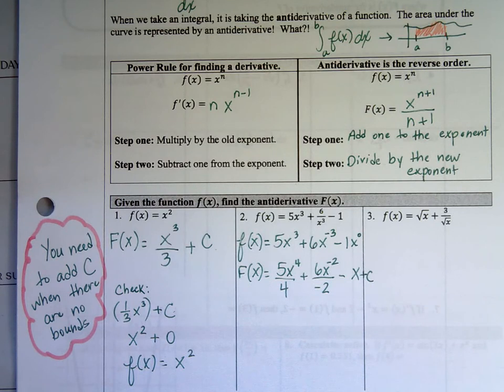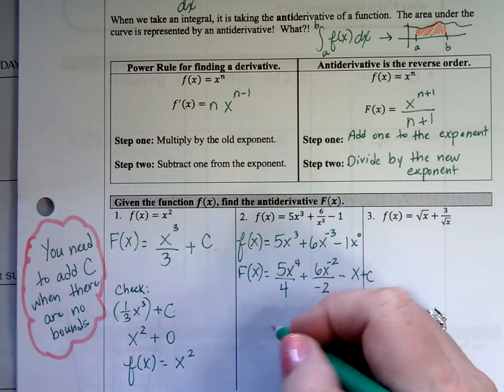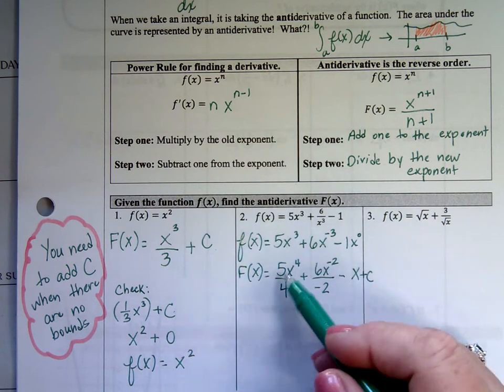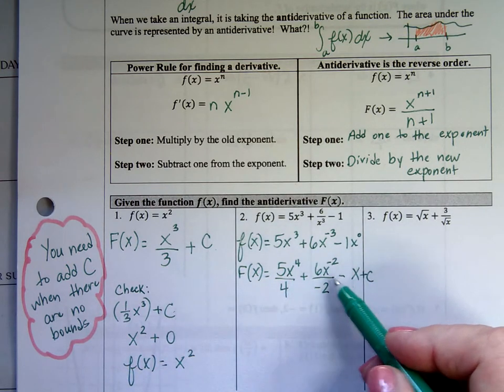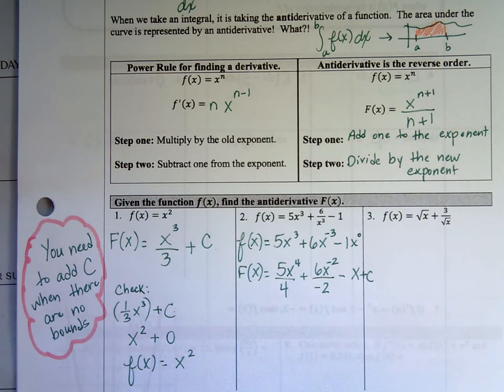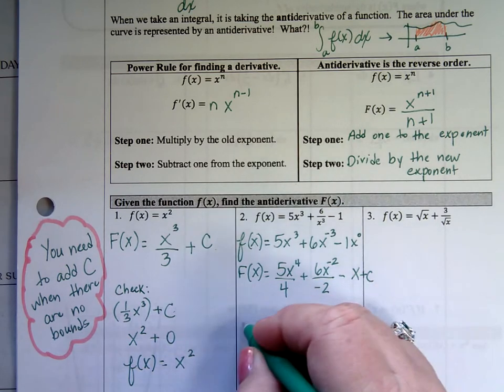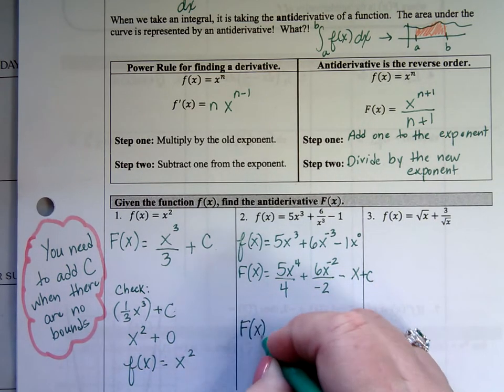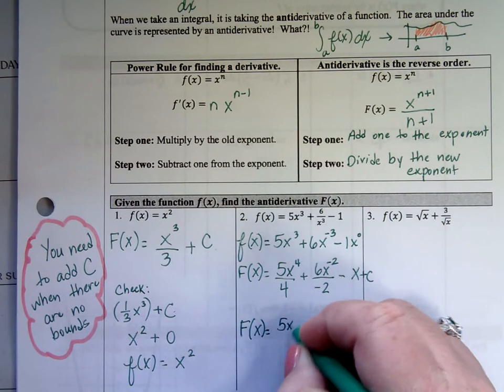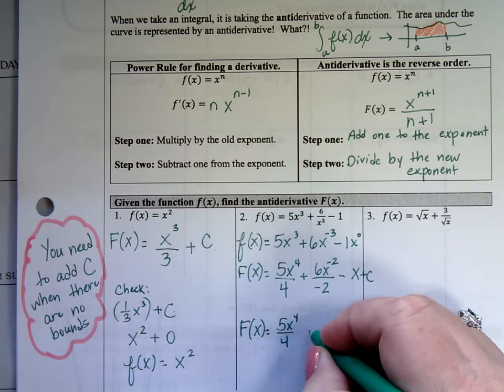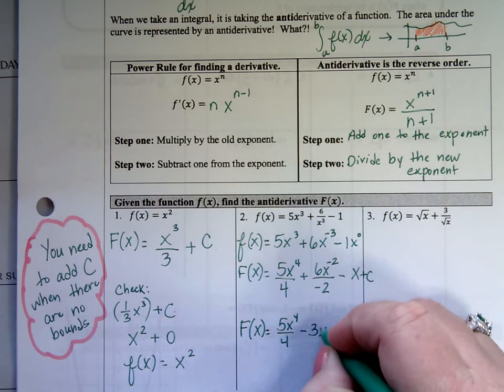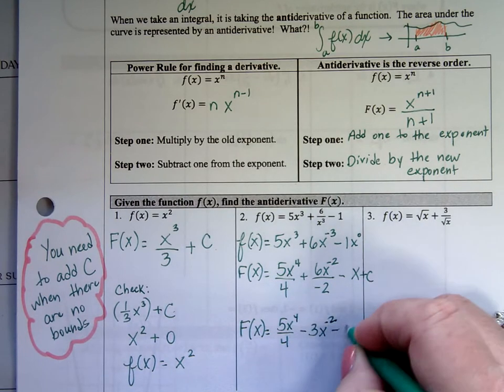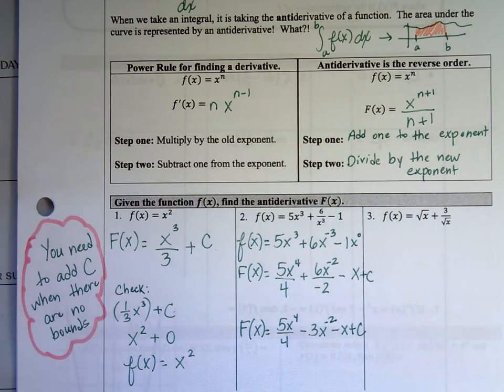All right, let's pretty it up. That's the last piece, is to see if you can simplify any of these fractions. 5 over 4 doesn't change, but 6 over negative 2, that can change. So we've got a couple options for this. F of x equals 5x to the 4th over 4 minus 3x to the negative 2 minus x plus c. You could put this as 3 over x squared. I think that's what they did in their video. Same thing. Doesn't really matter much.